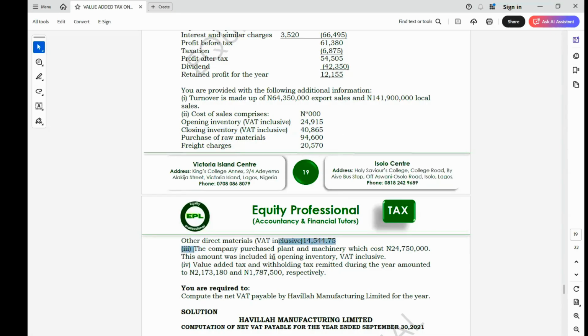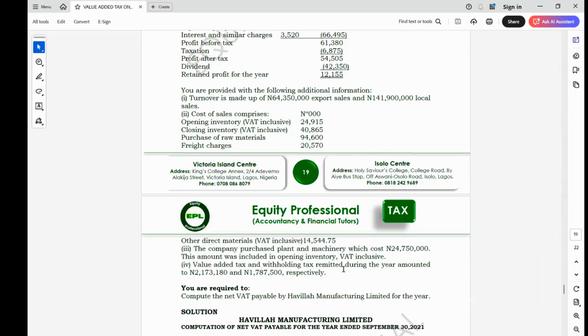Under note 3, we are now told that the company purchased plant and machinery which cost 24,750. This amount was included in opening inventory, VAT inclusive. This amount, plant and machinery, is what category of expenditure? Who can tell us?